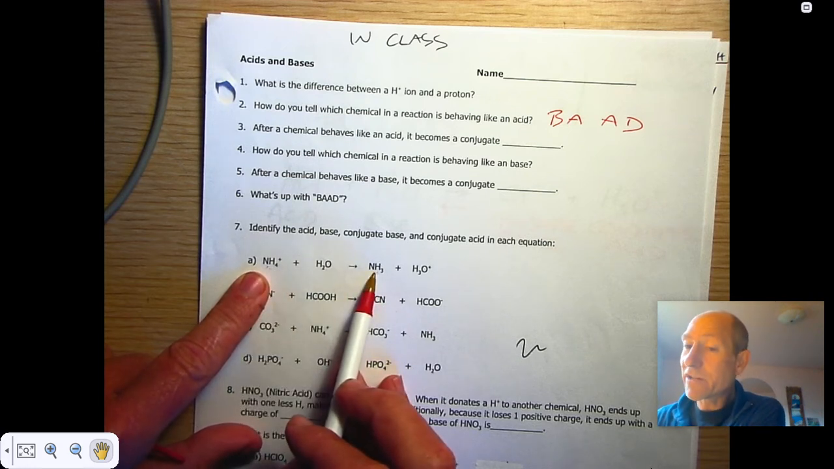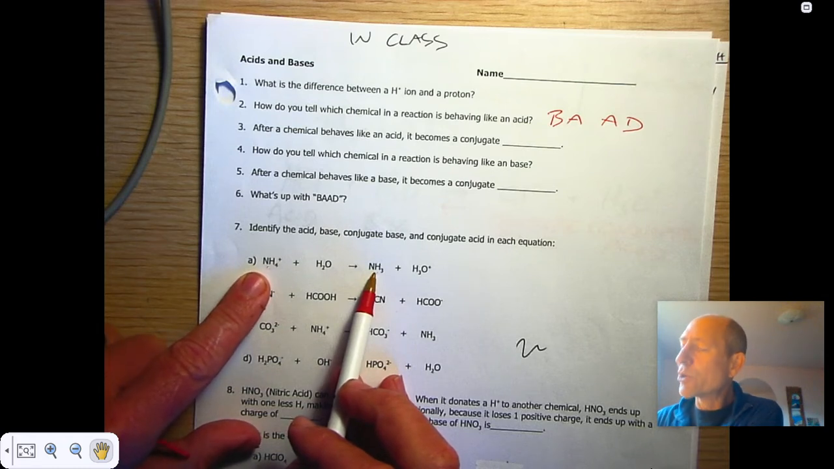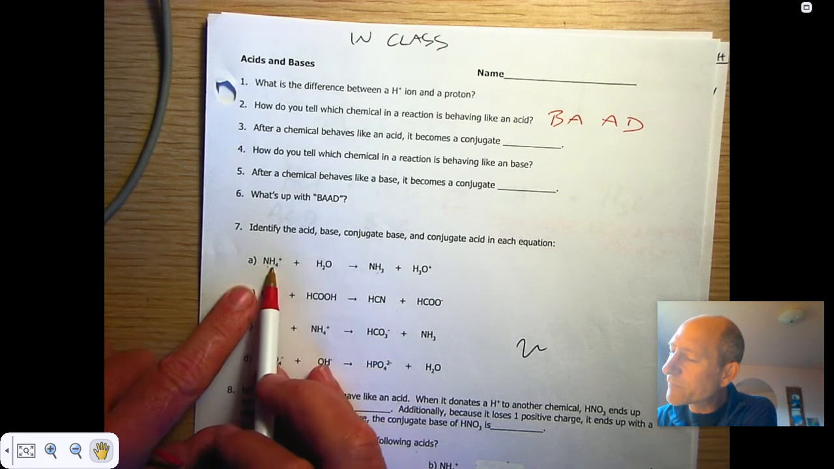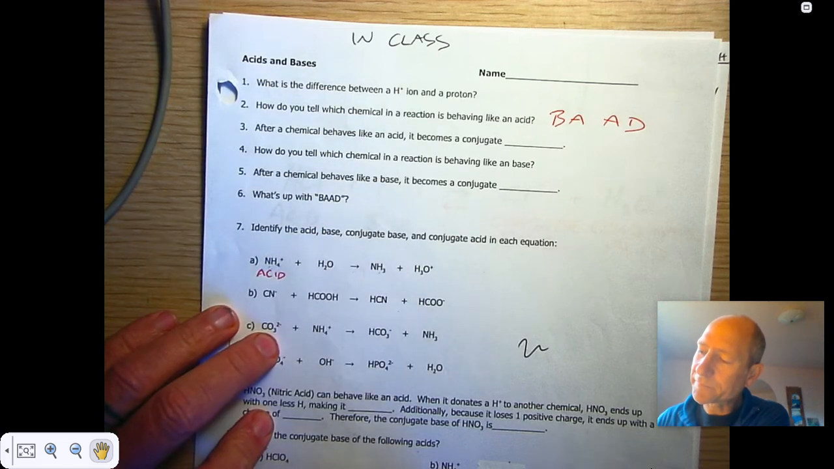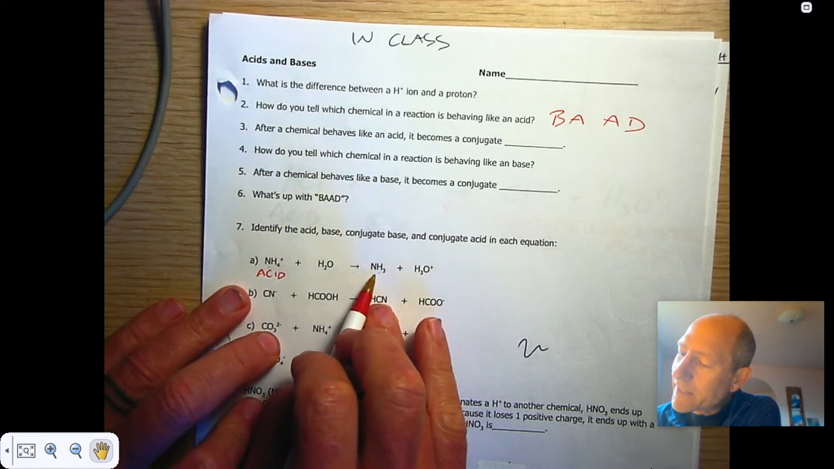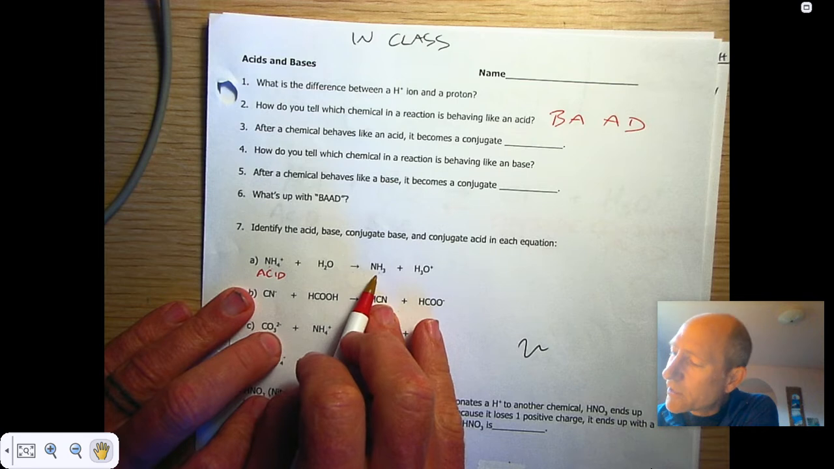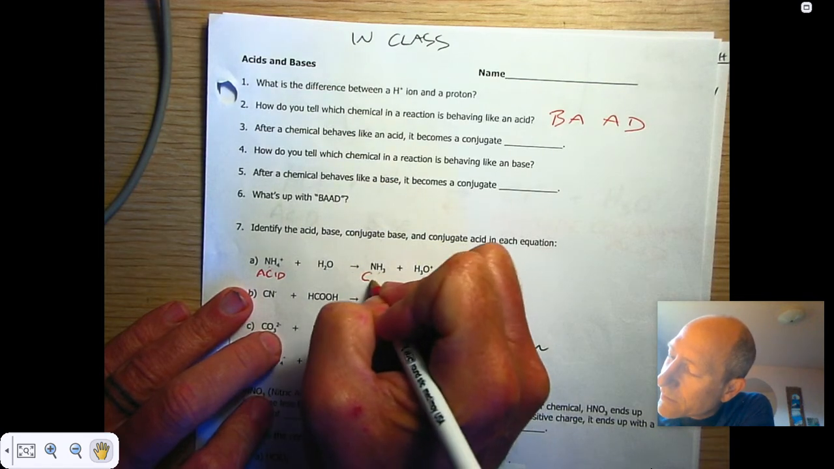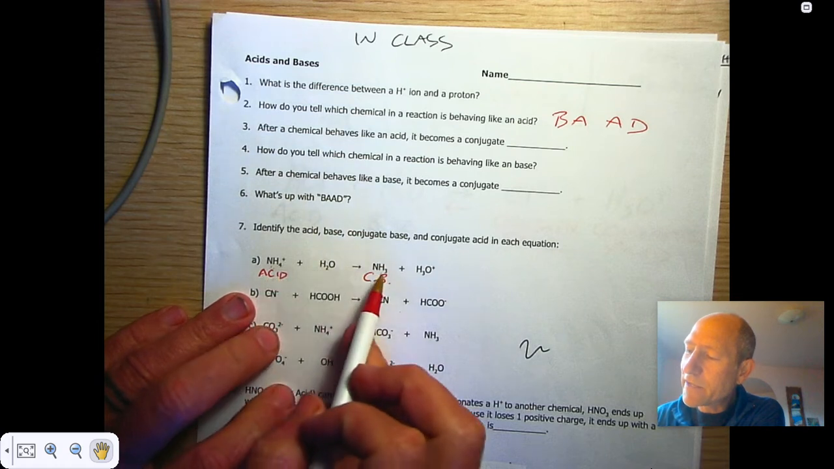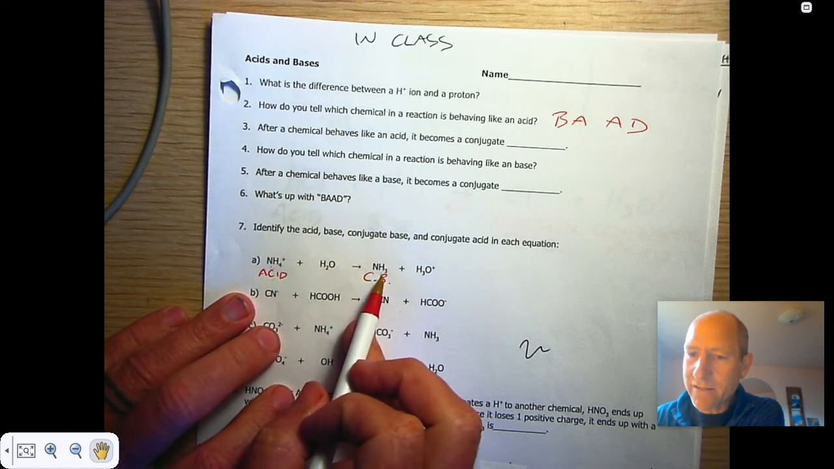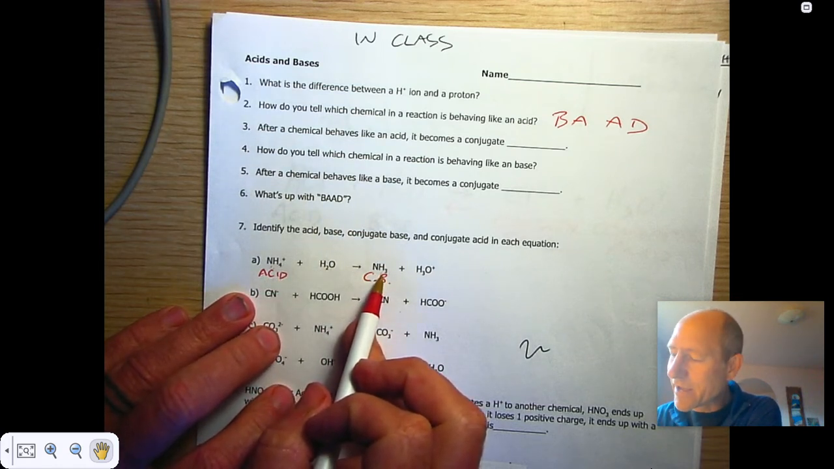So the combination of a hydrogen and a positive charge is a proton. And who loses protons? Acids do, because they donate them. So this is an acid. That would mean that this chemical would be its conjugate base. What happens to acids? They become conjugate bases. You don't really have to think of it more than that.